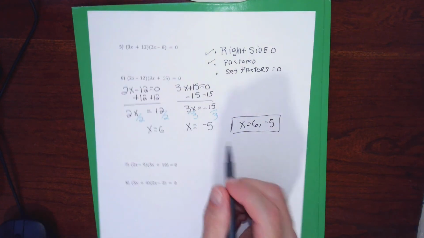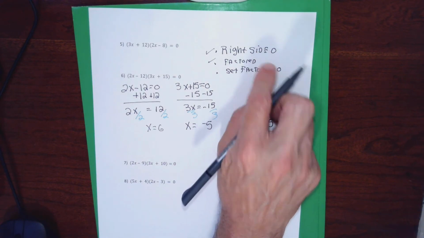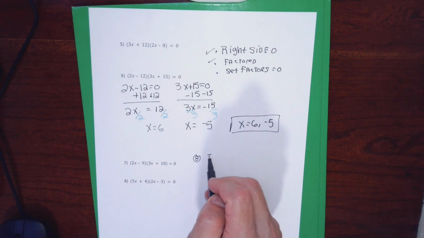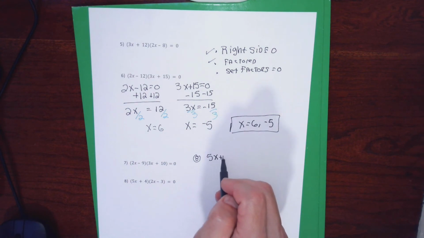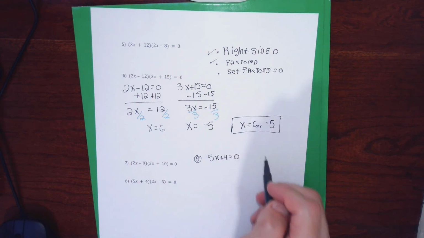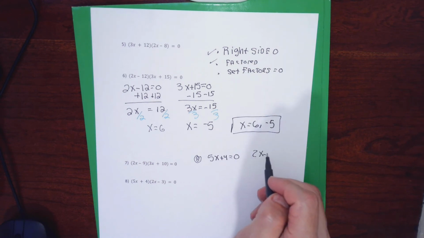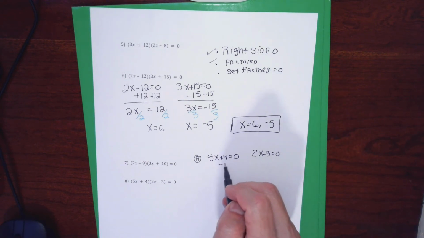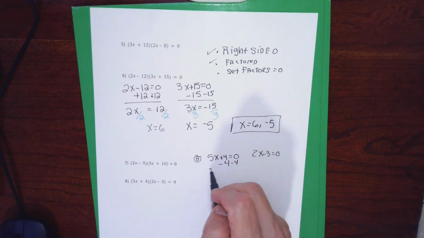From probably now on, checking is going to mean calculator checking. Let me do 8. In 8, the right side is 0, the left side is factored. I can go straight into taking the contents of my parentheses and setting them equal to 0, or taking the individual factors and setting them equal to 0. But I get double fractions, which would be a nuisance to non-calculator check. But I'm going to calculator check.